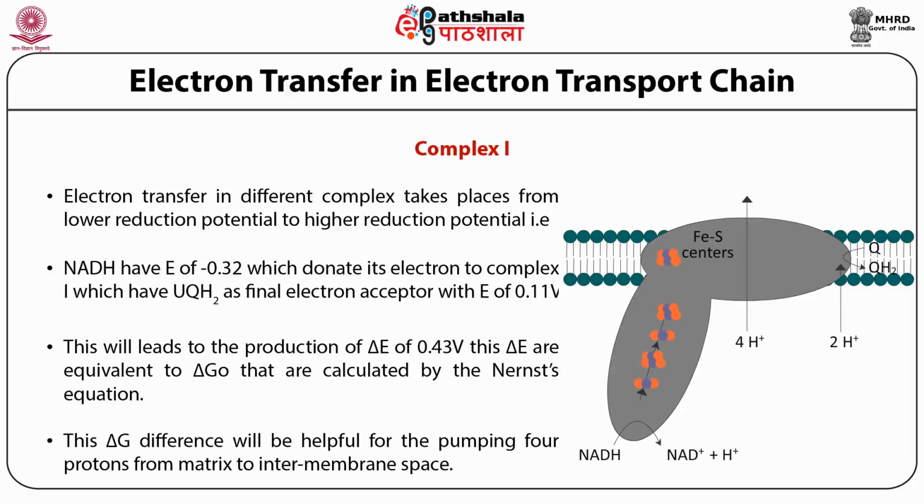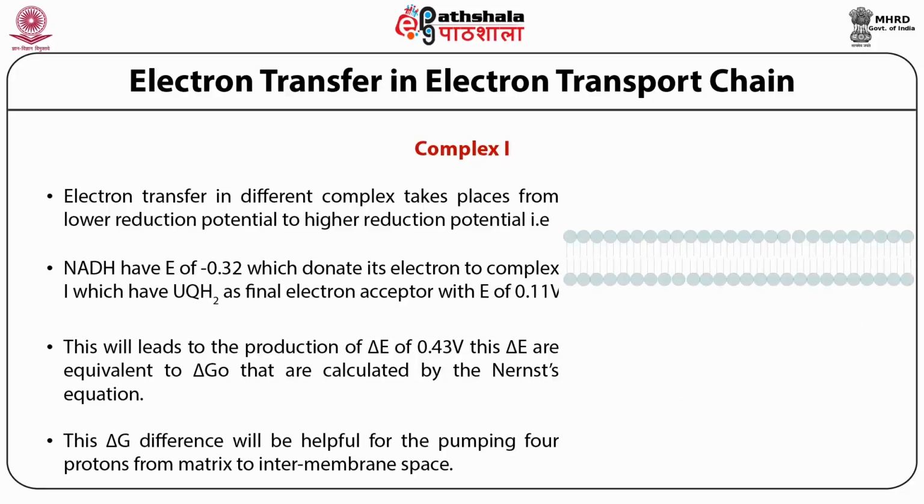One more point that is important to note here is that NADH gives its electron to FMN and then to any other electron carrier in complex first. So the electron always moves in order of the gradual increase in reduction potential.